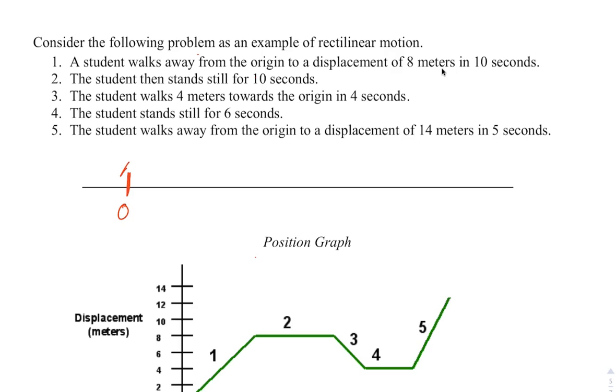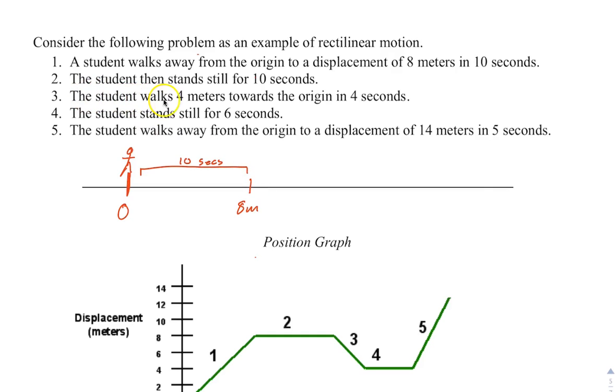Right, and then here's our little student. And we're going to walk a displacement of 8 meters in 10 seconds. So we're going to walk 8 meters to about here. It's going to take us 10 seconds to do that. And then look what happens. The student then stands still for 10 seconds. So they're just standing there for about 10 seconds.